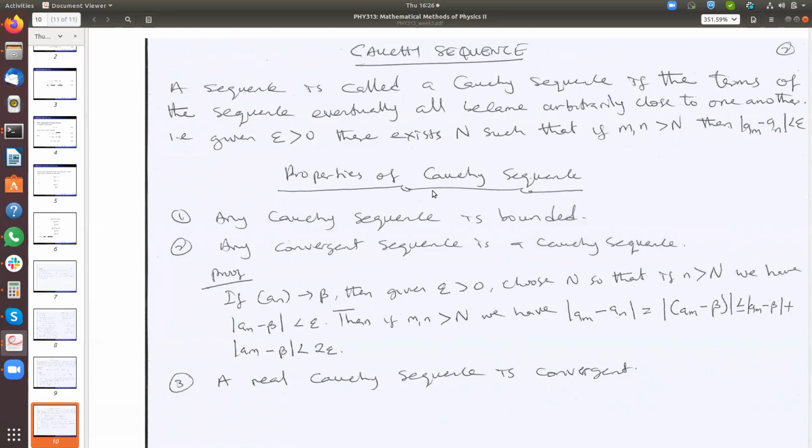The number 3, a real Cauchy sequence is convergent. What does that mean, sir? Okay, what I'm trying to say is that we have the real and the imaginary. If you have a sequence, they are always convergent. That's the meaning. Just like when you draw a kind of Cartesian coordinate, are you getting me now?